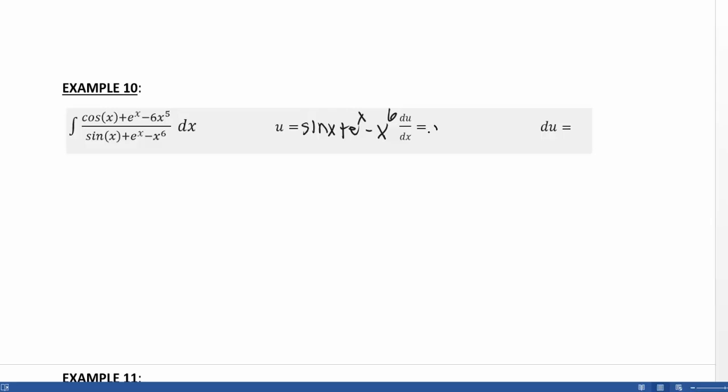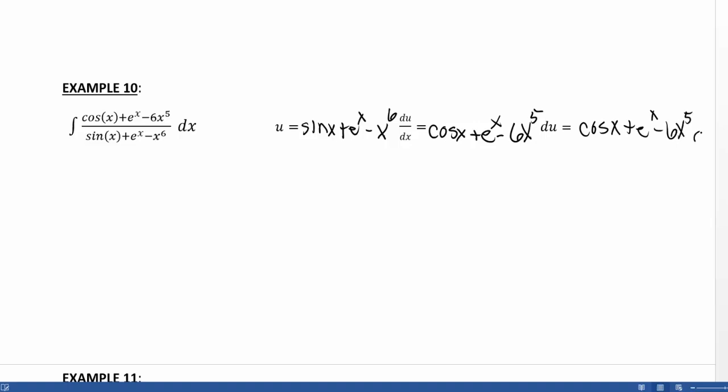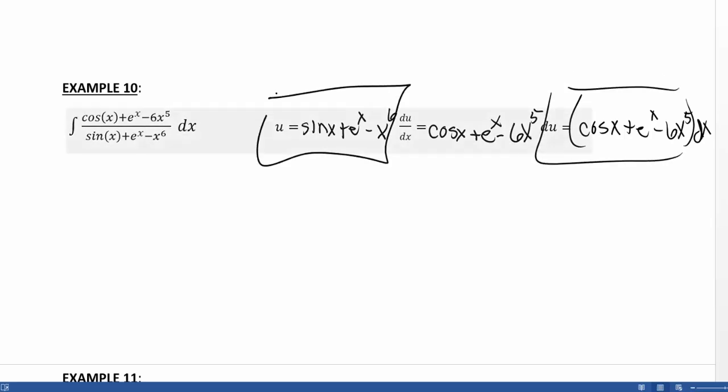The derivative of sine is cosine. The derivative of e to the x is e to the x. And the derivative of x to the 6th is 6x to the 5th. So now we need to multiply up the dx. So we have cosine of x plus e to the x minus 6x to the 5th dx.